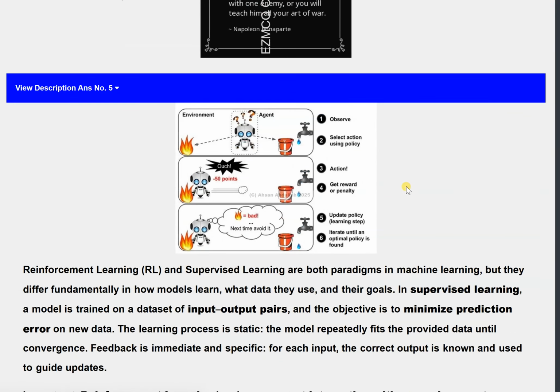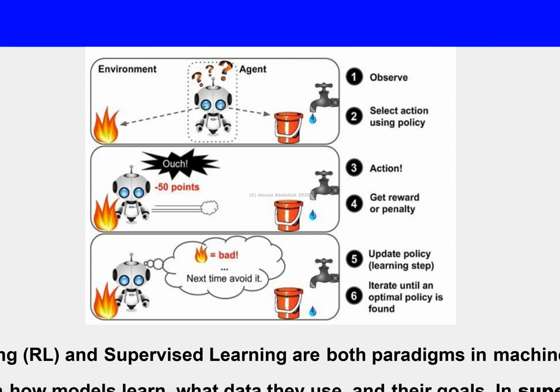And let's look at this example here also. So how reinforcement learning works. We have this agent here, and there is fire, and there is a bucket of water also. So the agent observes this is fire, and this is a bucket of water. The agent selects an action, takes the action, and burns. So minus 50 points action. So get a reward or penalty. So that is bad. So next time avoid the fire. So update the policy. That is a learning step. And iterate until an optimal policy is found.